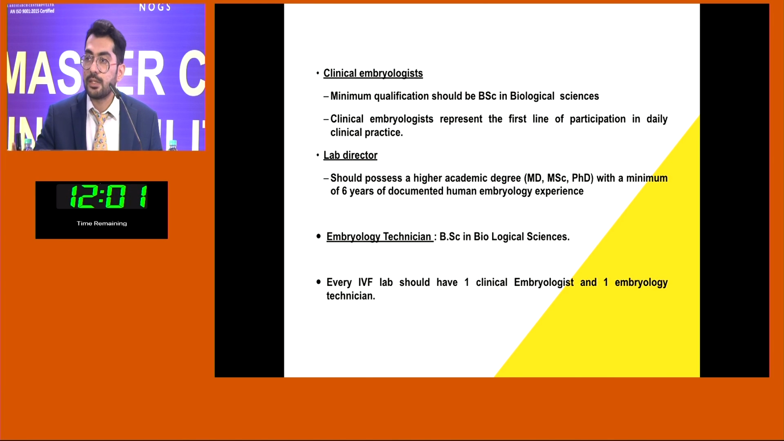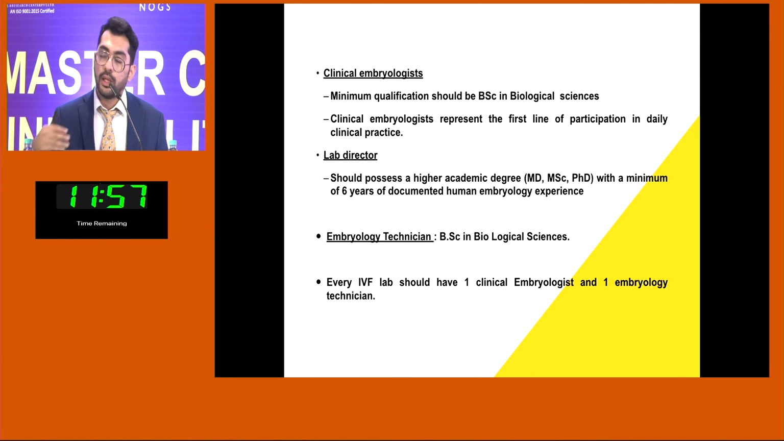So this is something that is being recommended by ICMR as well, and this is something that all of us should follow in routine practice. Now, all of you can also prepare samples, can also do semen analysis, and all of that can be done. So that training should be there before you start the unit.